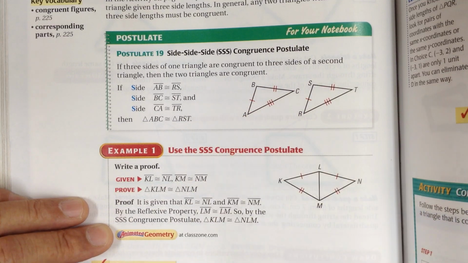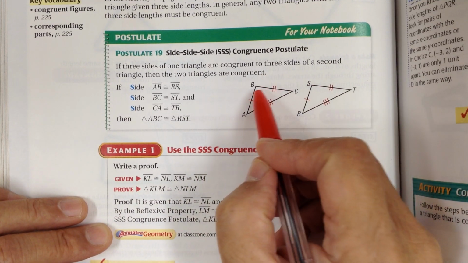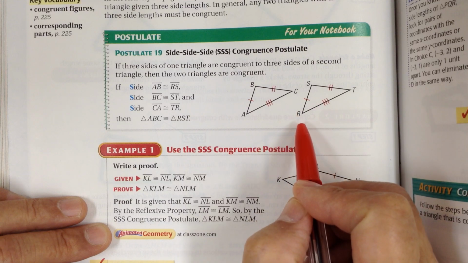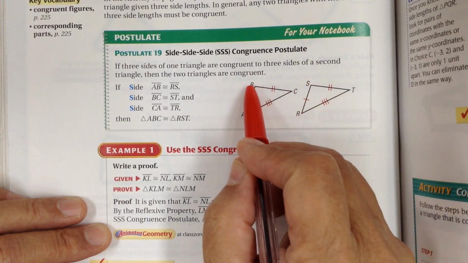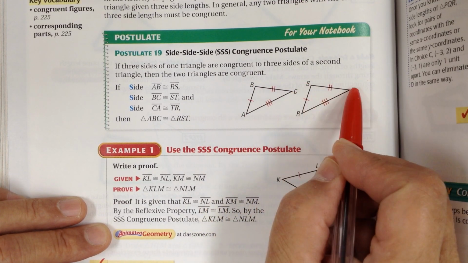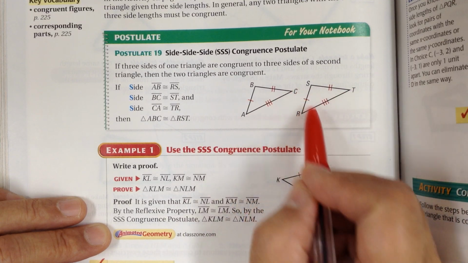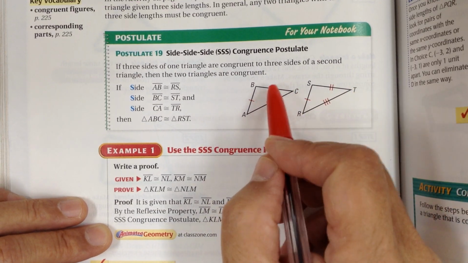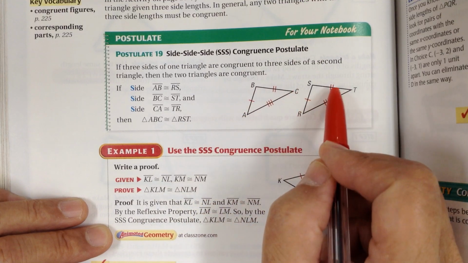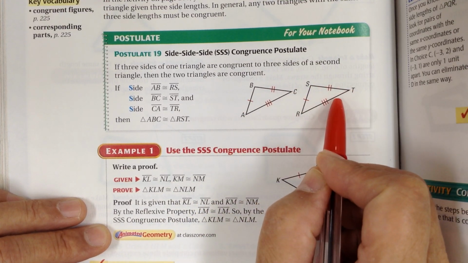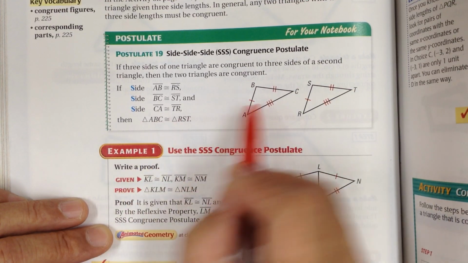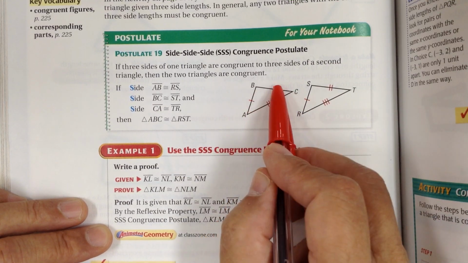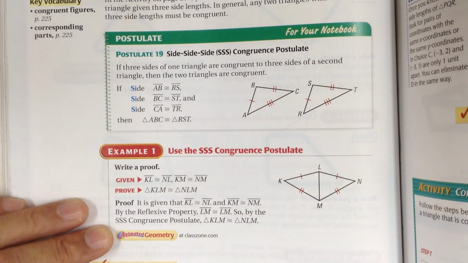So what it's saying is that AB is congruent to RS, and BC is congruent to ST, and AC is congruent to RT. Okay, so if the three sides are congruent to three sides of the other triangle, then the triangles are congruent. So that's called the side, side, side, or the SSS postulate.